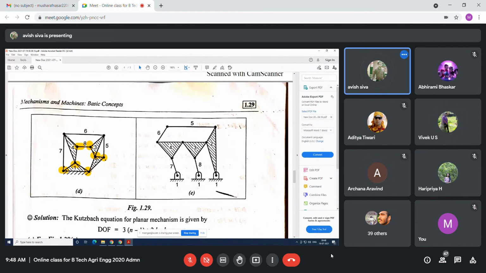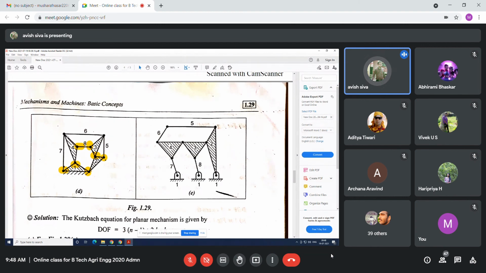Yes. 7 plus, you can see the yellow colored ones, this 7 plus 2 into 2, because one ternary joint is equal to 2 binary joints. So the total number of joints will be equal to 7 plus 2 into 2, that is equal to 11.